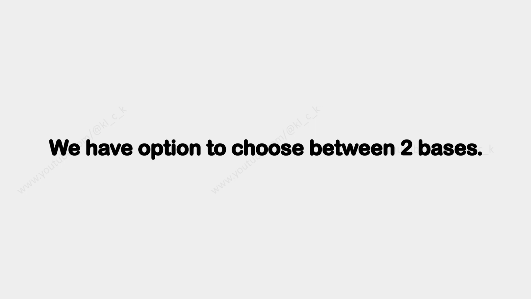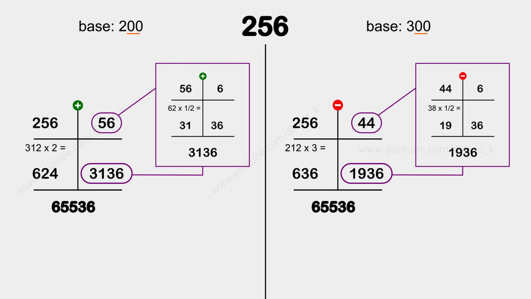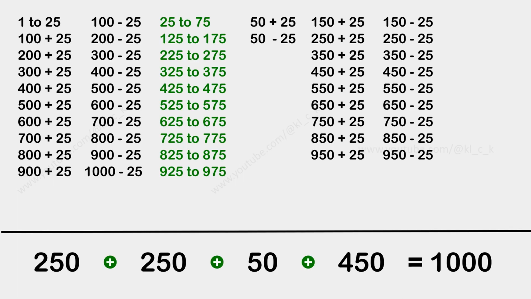Next, in this advanced part, we have an option to choose between two bases as per our comfort. The final answer will be same. For example, 256 square can be calculated using bases 200 and 300. Congratulations! Now you are master of 1000 squares. You are capable of calculating square of any number between 1 and 1000 in shortest possible time.